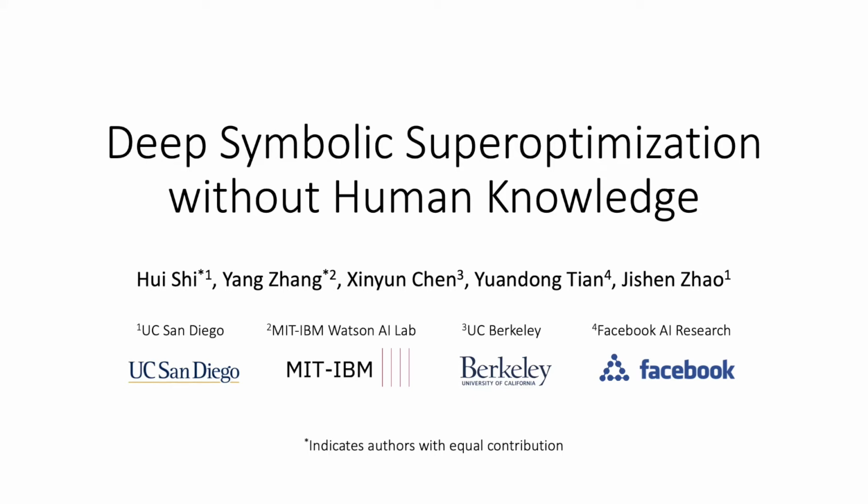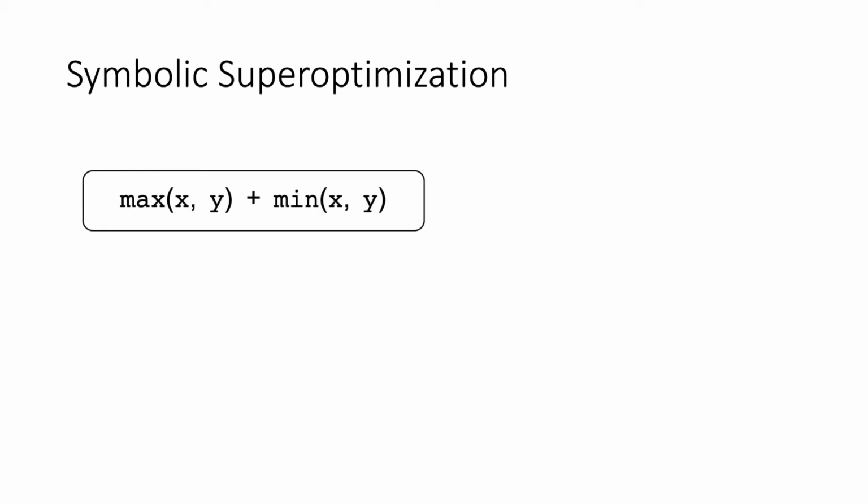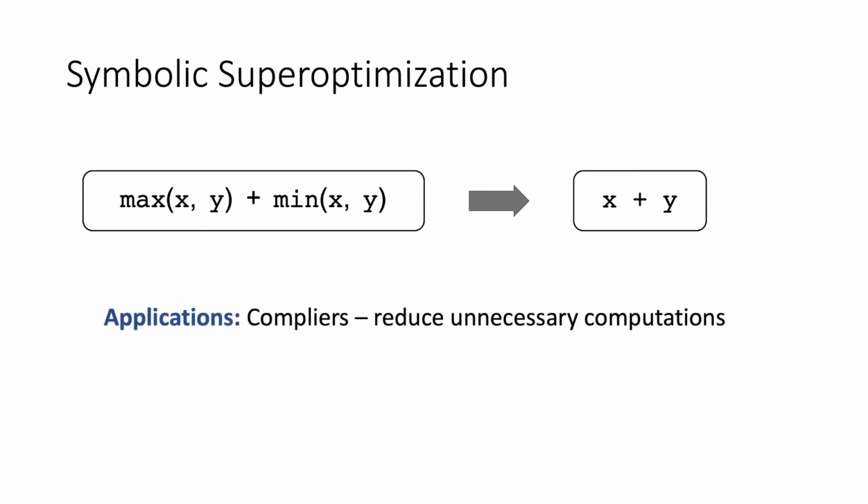This video is going to introduce our work on deep symbolic superoptimization without human knowledge. Symbolic superoptimization refers to the task which, given a symbolic expression, finds a simplified equivalent substitute, which is very important to reduce unnecessary computations during program compilations.